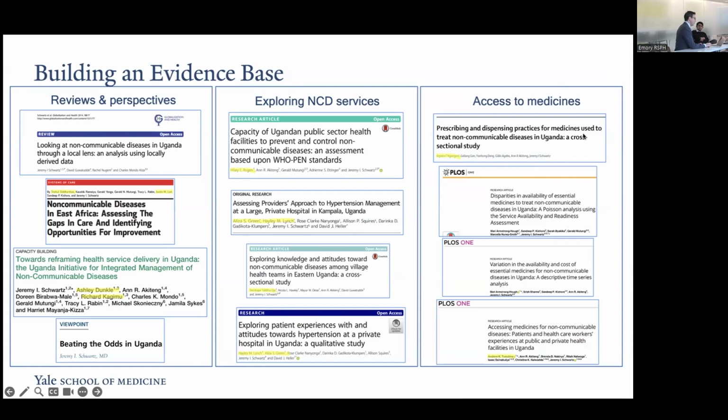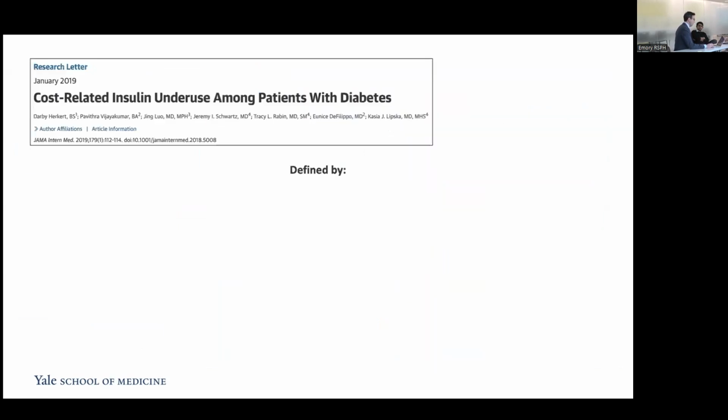So over the next years we would slowly build this evidence base, and no matter what we did, the issues of access to medicines were really front and center, whether we were evaluating patient perspectives or clinician perspectives or looking at the health system performance. Access to medicines was always a sore point.